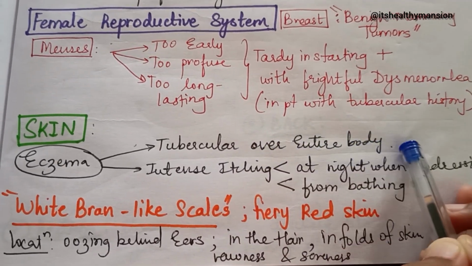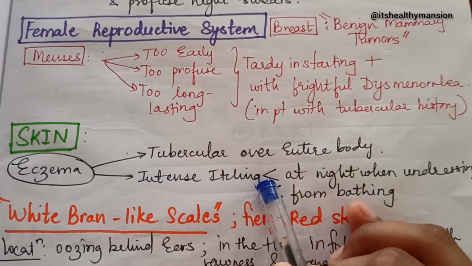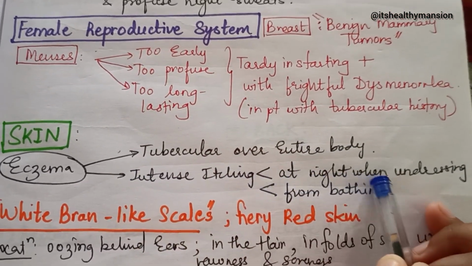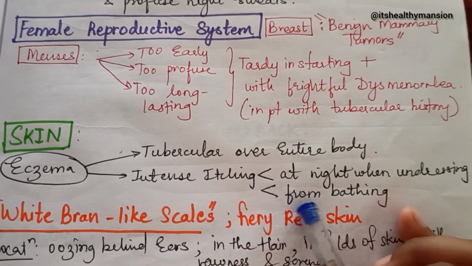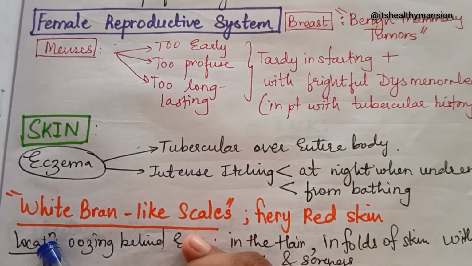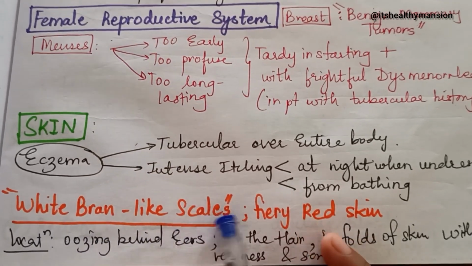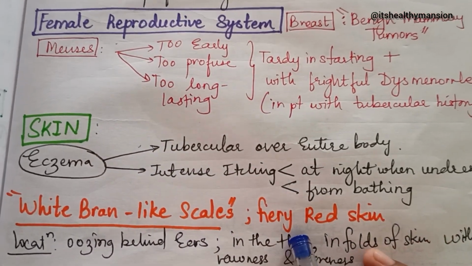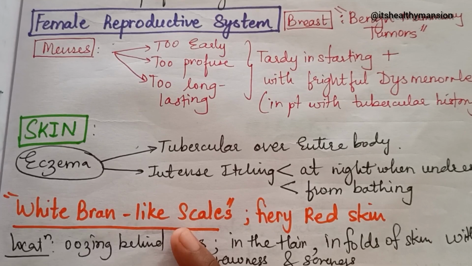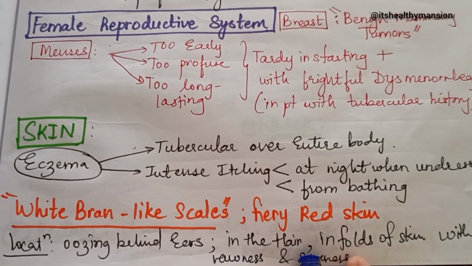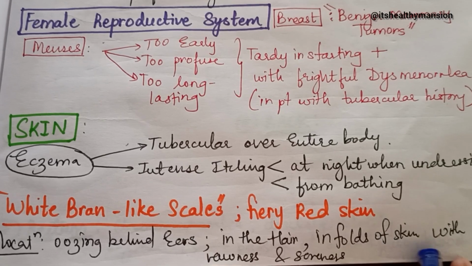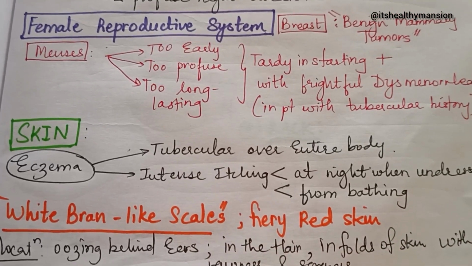all over the entire body, intense itching at night when undressing, and aggravation from bathing. There are white bran-like scales with fiery redness of the skin. Location usually oozing behind the ears, in the hair, in the folds of skin with rawness and soreness.